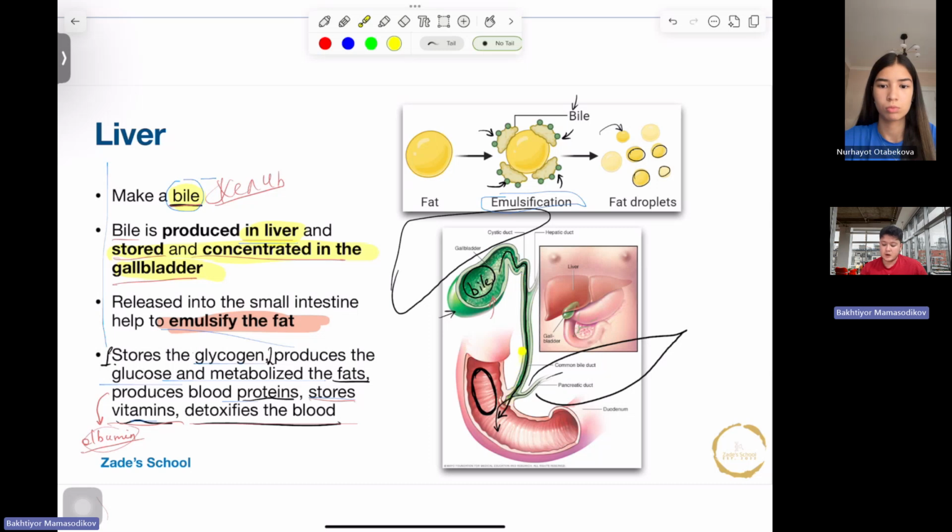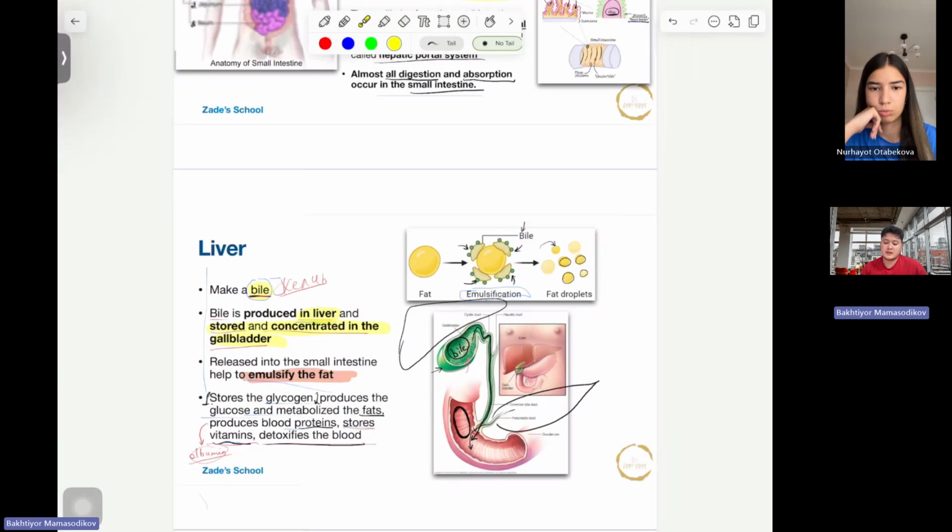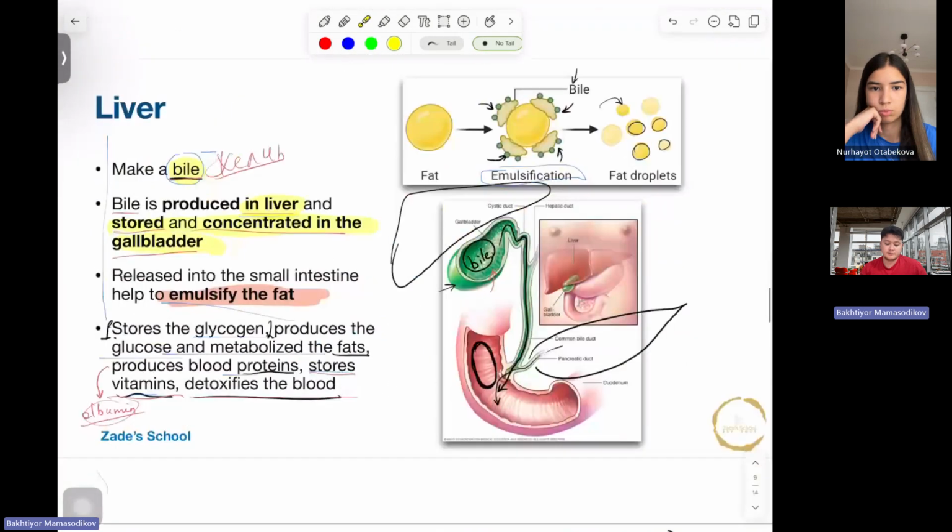Okay, you can see the common bile duct. They release it into the small intestine to help emulsify the fat. What's emulsification of the fat? There is a fat droplet. These are the bile. You see bile. Bile comes to the fat and breaks it down. This is called the emulsification process. Breaking down the fats is called the emulsification process, and this is done by the bile.